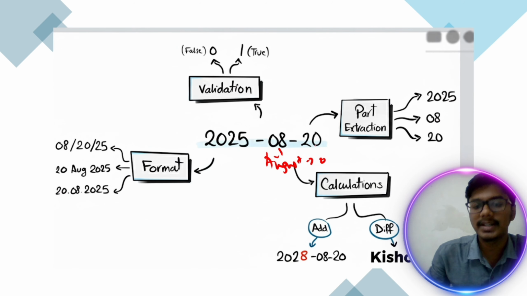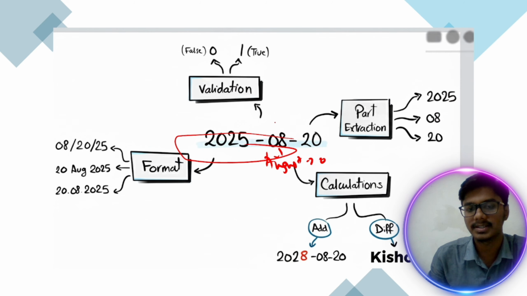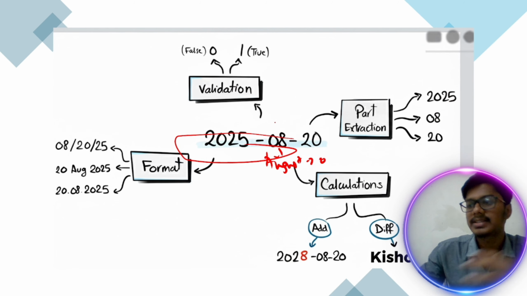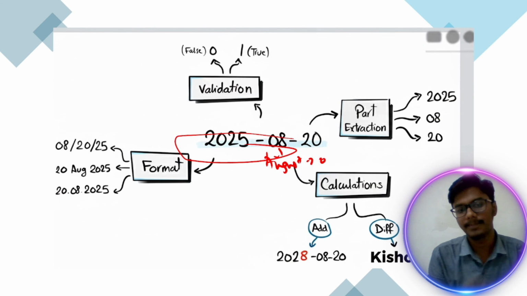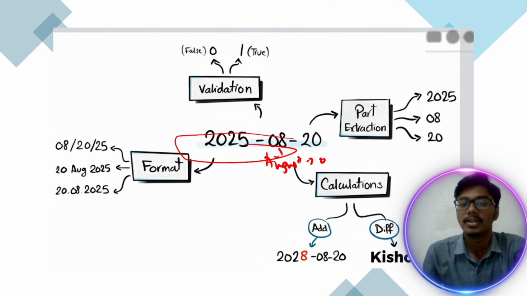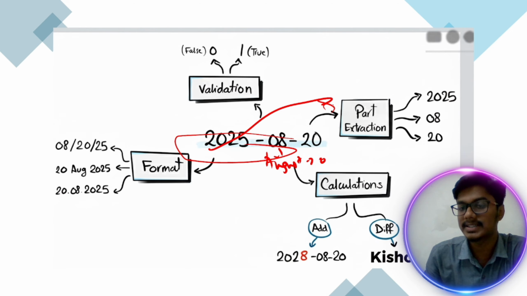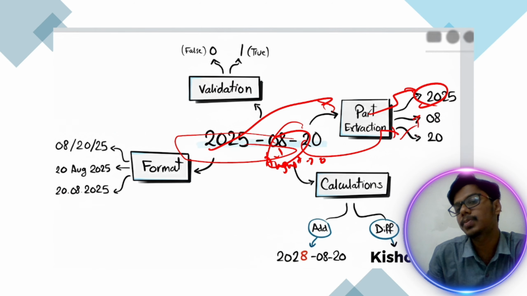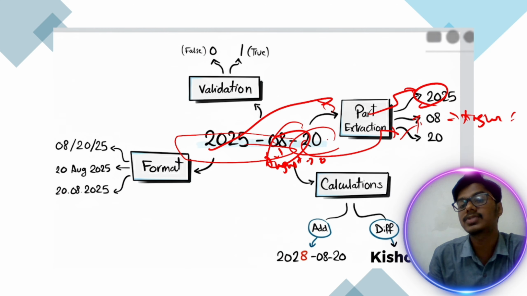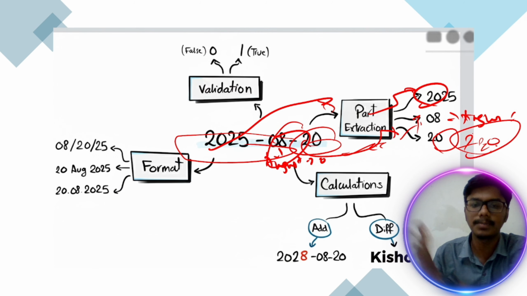So what is meant by part extraction? Some customers come and ask me, I want the particular year only. If you want the particular year, just go with part extraction, and for 2025 the output is 2025. If you want the particular month, the output will be August. If you want the particular day, the output is 20. That's why we go to part extractions.